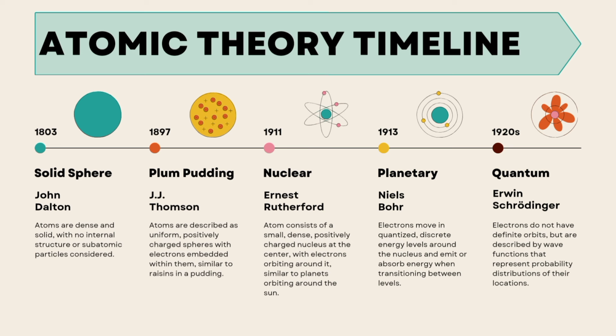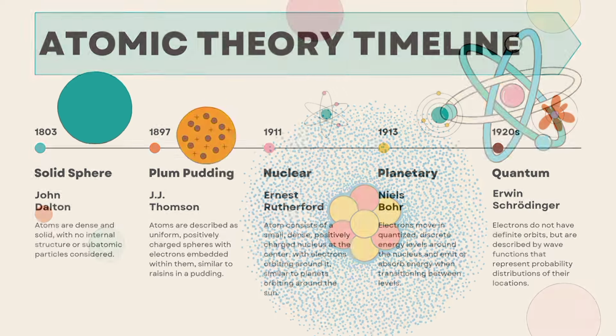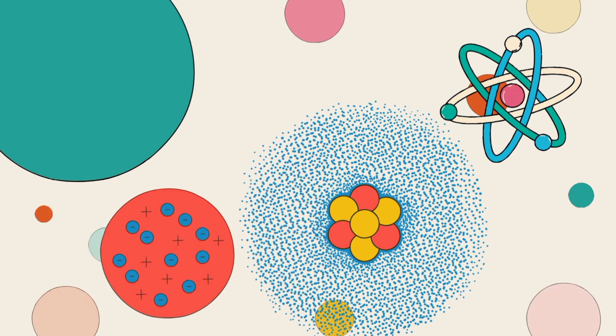1913, Planetary, Niels Bohr: electrons move in quantized, discrete energy levels around the nucleus and emit or absorb energy when transitioning between levels. 1920, Quantum, Erwin Schrödinger: electrons do not have definite orbits, but are described by wave functions that represent probability distributions of their locations.